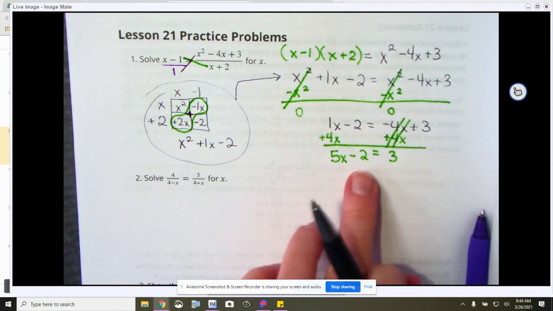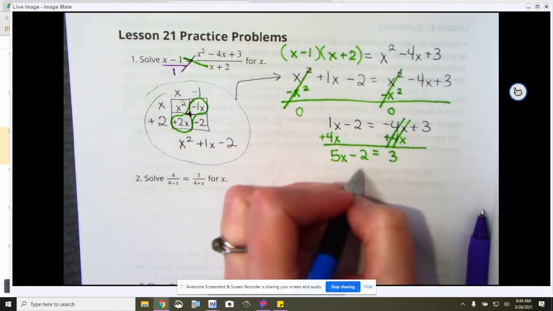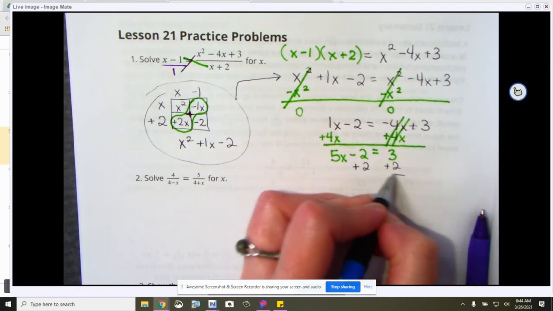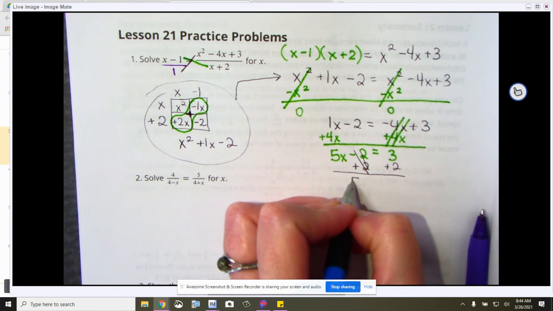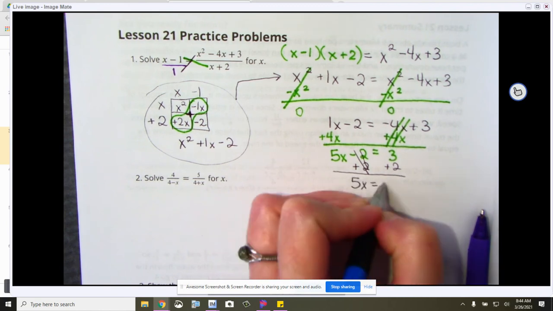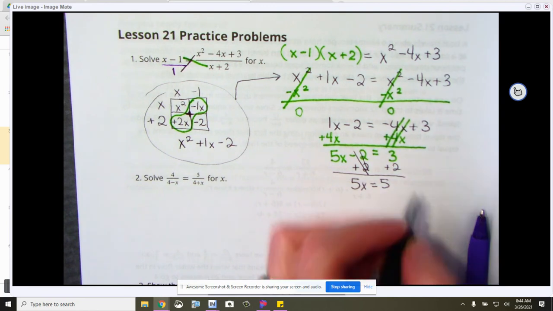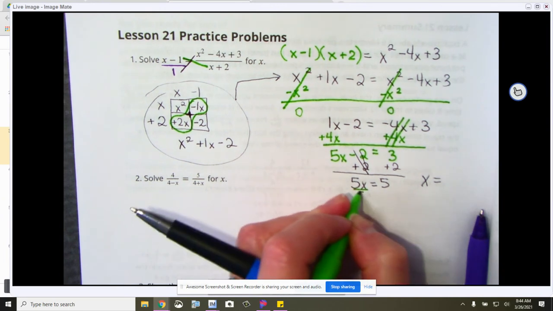And then Ollie was saying, well, if we get all of our x's on one side and we don't have an x squared or anything like that, let's get all of our constants on the other side. Five x equals 5. Oh, cool. Awesome. 5 times something equals 5. That something has to be 1.